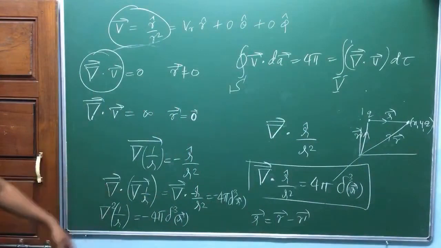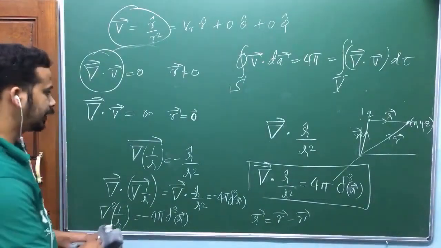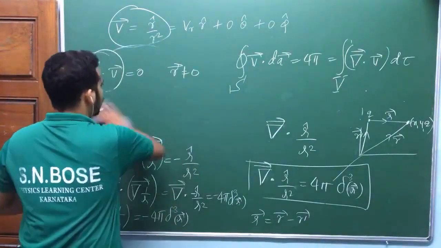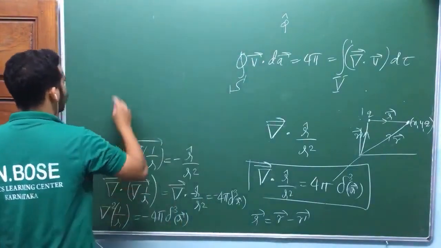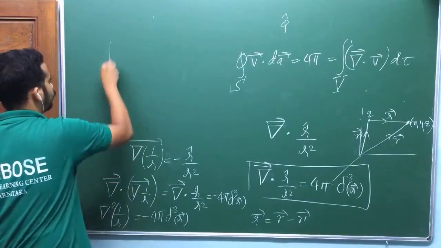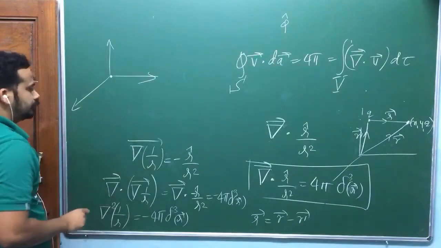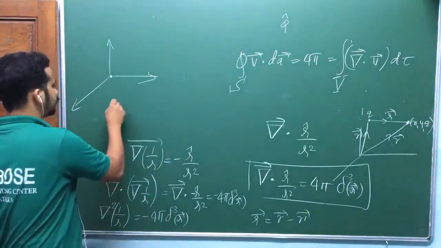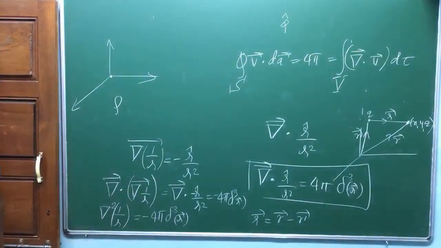So can you just write this down? Minus 4 pi delta cube of r. One more relation. So again, I hope you understood some points here. Whenever we have a point charge, let me try to give a link with electrostatics. If you have a point charge, suppose that point charge is at the origin, how do you define the charge density? Now, how do you define the charge density?